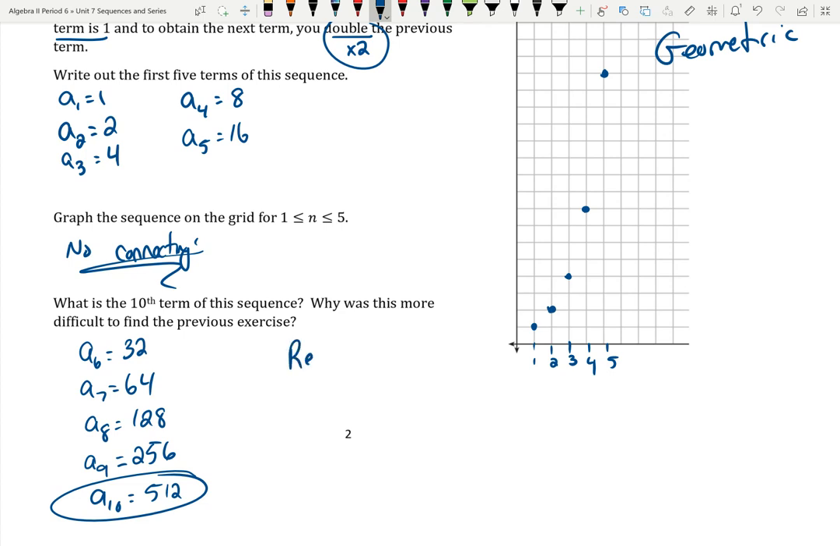This is a recursive rule where I describe the pattern. I don't give you an actual formula to plug into. I describe the pattern. Again, more words we're going to be looking at as we venture into this unit.